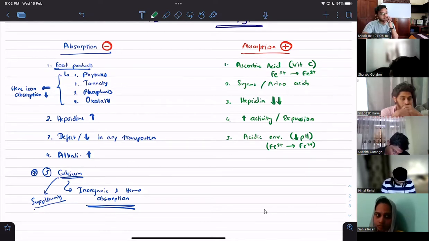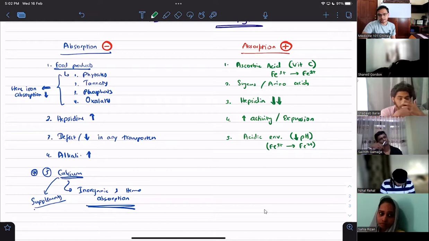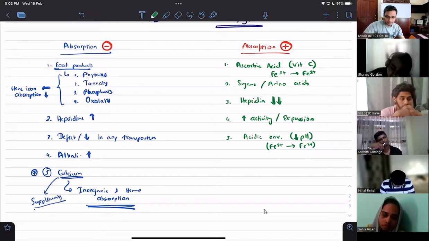Or if they are having something like severe reflux disease, gastroesophageal reflux, what should you do? You can't stop the proton pump inhibitors, but what can you do? Put them on iron supplementation. Okay, right? We'll talk about those again in the treatment.